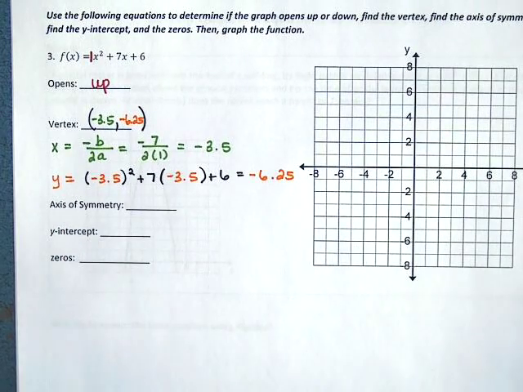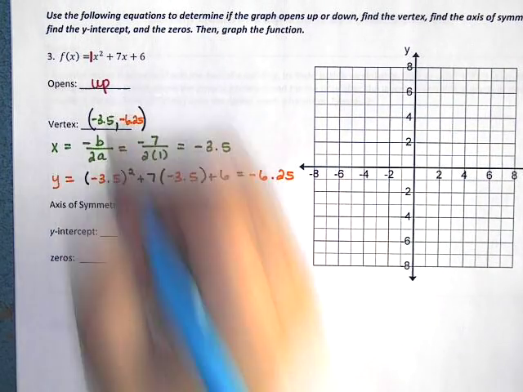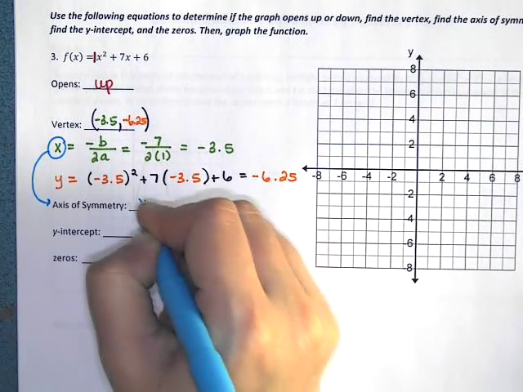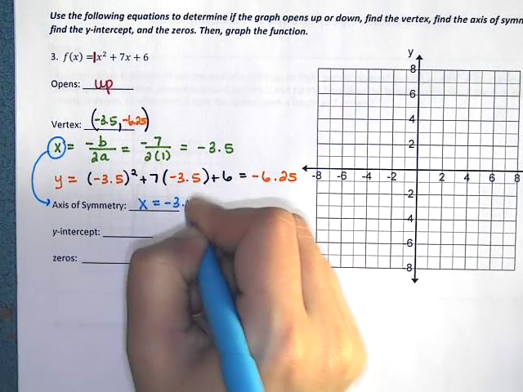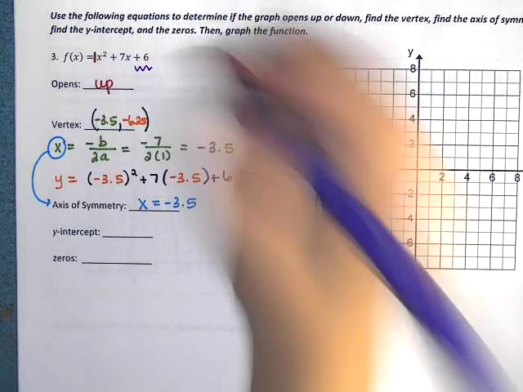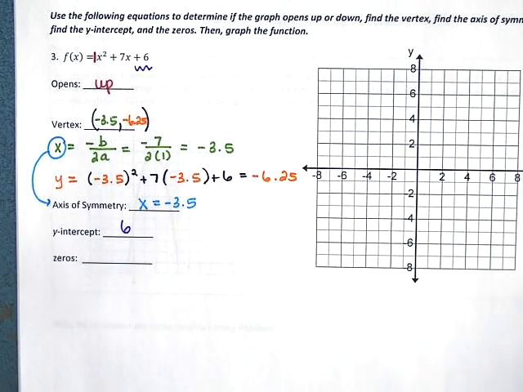The axis of symmetry will go through the same x value that I got here. And so I'm going to have x equals negative 3.5. And the y-intercept is usually the easiest part because it's just the c. It's whatever the last number is, 6.